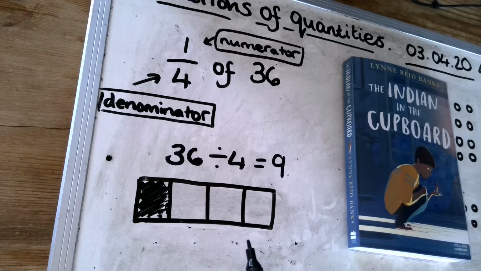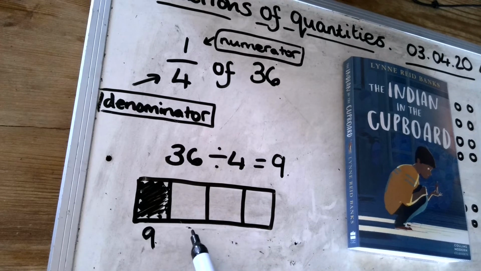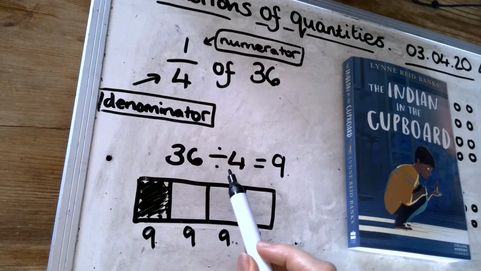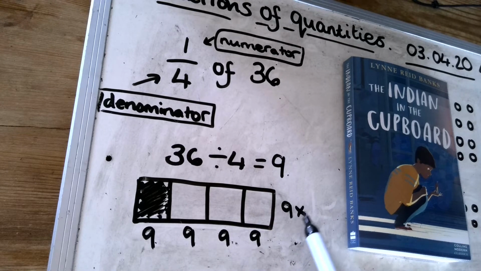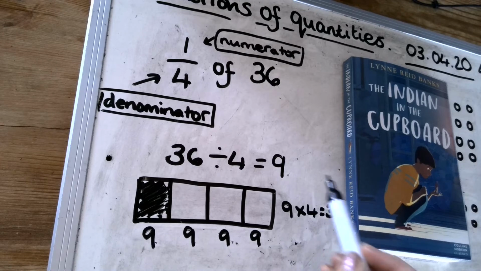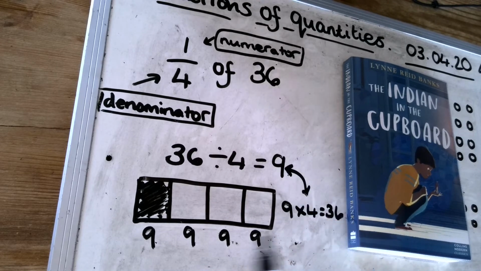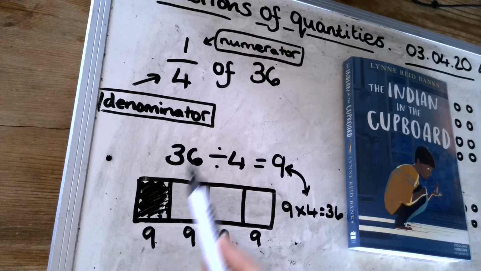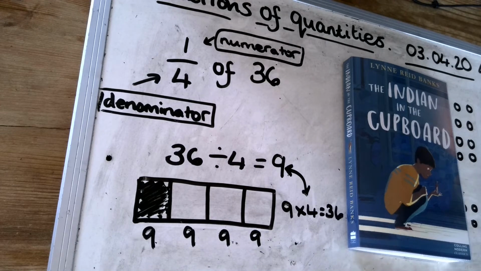But some of you, I'm sure, were able to do some of those questions mentally in your head, and that's okay. So for this question, I need to do 36 divided by 4, which is 9. Now I know that each quarter is worth 9. And to double check, I could do the inverse, which is 9 times 4, which is 36. So I've used that inverse there to check. So each quarter is worth 9. So 1/4 of 36 is 9.